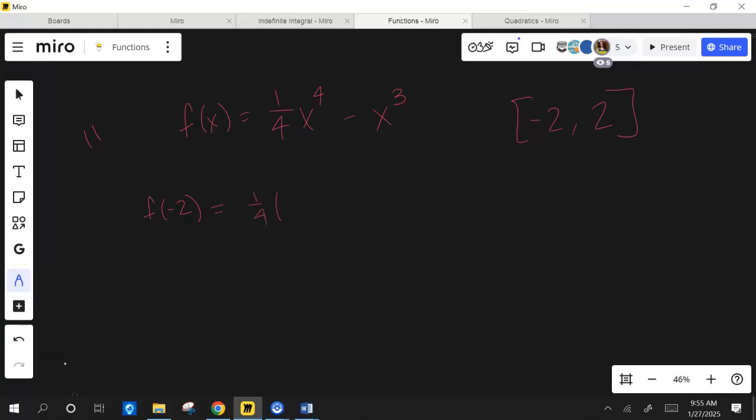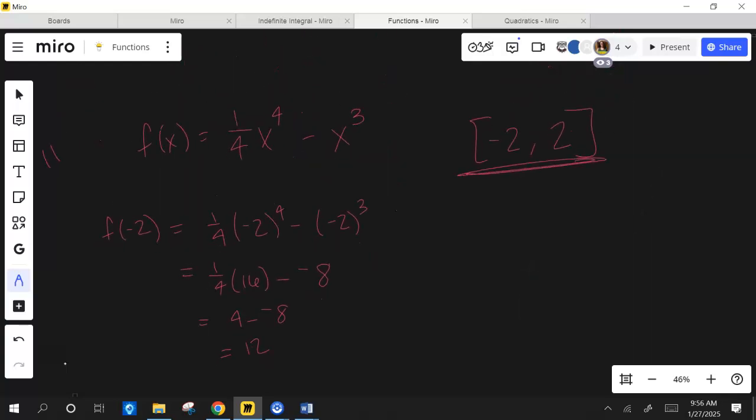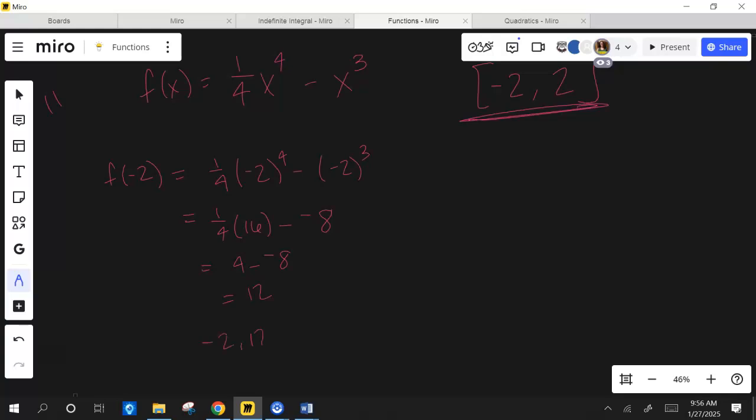So 1/4, and then I have -2 to the fourth minus -2 to the third. 2, 4, 8, 16. 1/4 times 16 minus -8. 4 minus -8, which is 12, right? So this gives me the point, not the interval. This is an interval. This is a point, -2, 12. I need 2 points to find average rate of change. So now I'm also going to plug in f of 2. I plug in the bottom and the top of the interval.